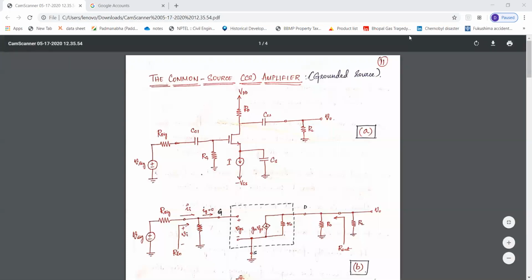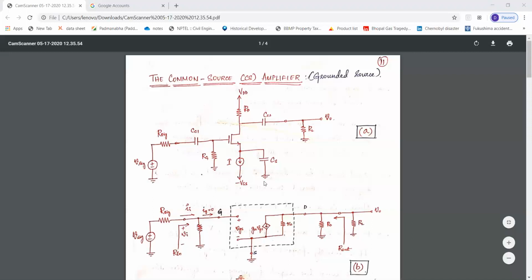Hello everyone. In the previous session, we studied the basic configurations and characterizing amplifiers. Now in this session, we'll study the common source amplifier, which is also called grounded source. It is grounded source because the source terminal is grounded, and common because the source terminal is common to both the input and output side of the configuration.